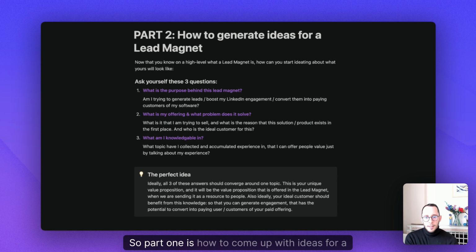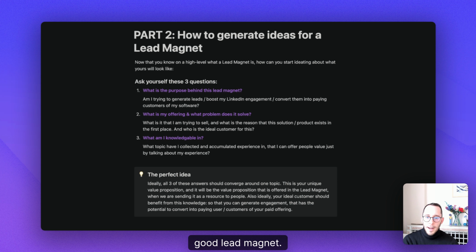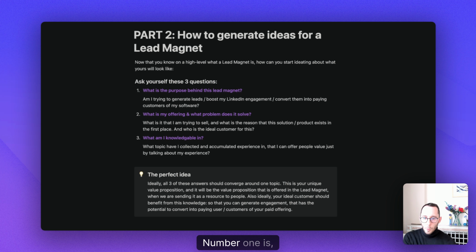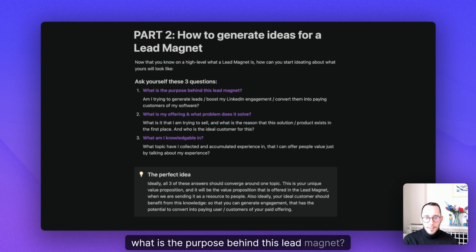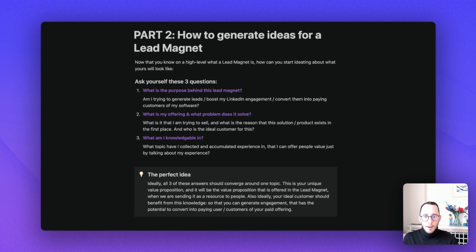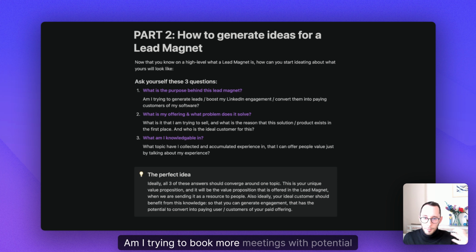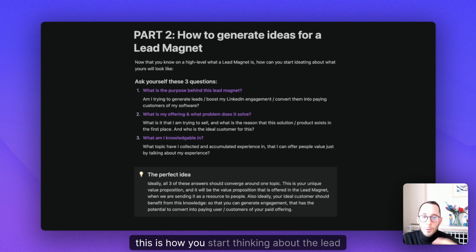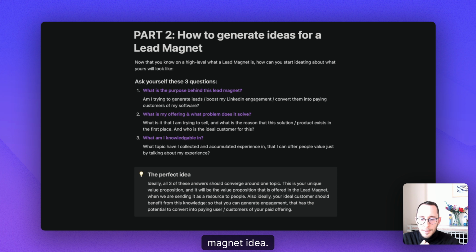So part one is how to come up with ideas for a good lead magnet. Ideally, you should ask yourself these 3 questions, and all of the answers should match or align. Number one: what is the purpose behind this lead magnet? Am I trying to generate leads for my business? Am I trying to grow my LinkedIn following? What am I trying to achieve? Am I trying to book more meetings with potential clients? This is how you start thinking about the lead magnet idea.